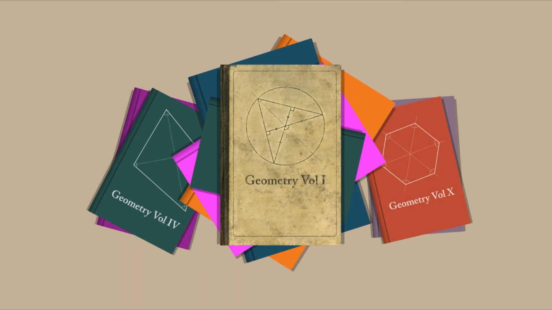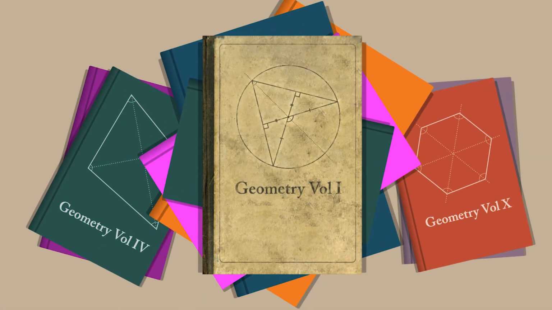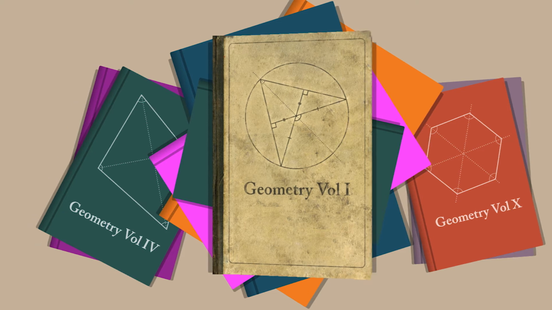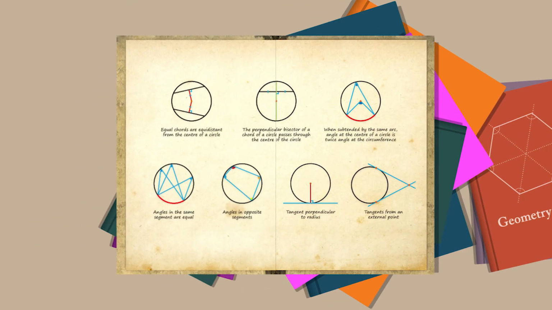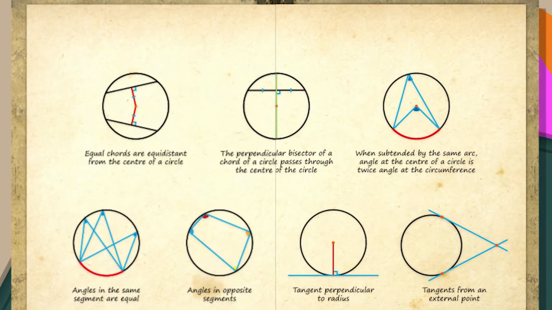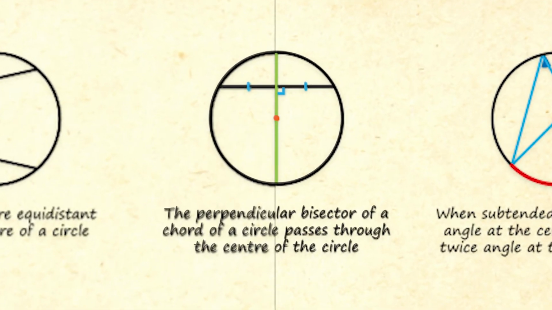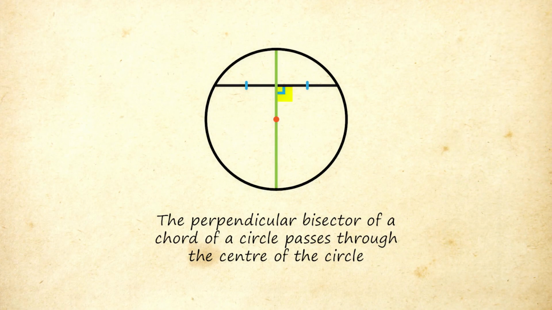Many years ago, a series of books on different geometrical properties was written. Interesting properties recorded in the books included those on circles. Let's look at one of those properties today. That the perpendicular bisector of a chord of a circle passes through the center of the circle.